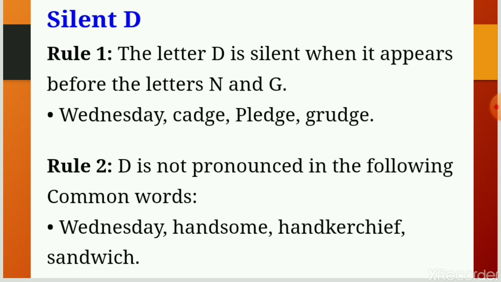What exactly is the rule telling us? That the letter D is silent when it appears before the letter N and G. So when you find D before N or before G, D would be absolutely silent. See the examples, clear and vivid here. This is Wednesday, not Wednesday. Wednesday, catch, pledge, grudge. These are the examples.